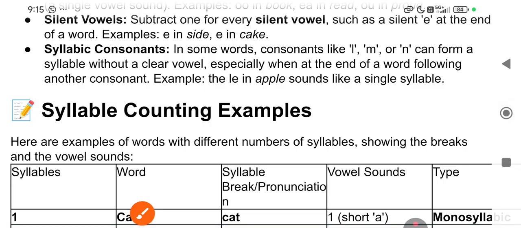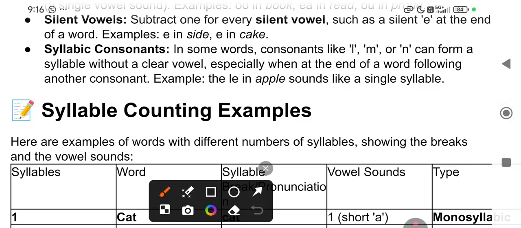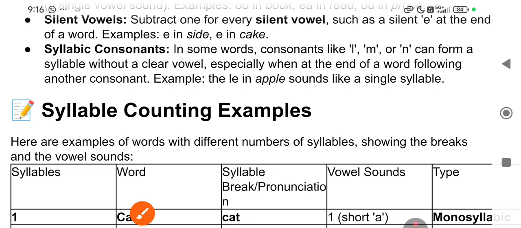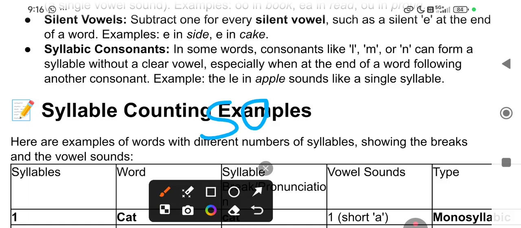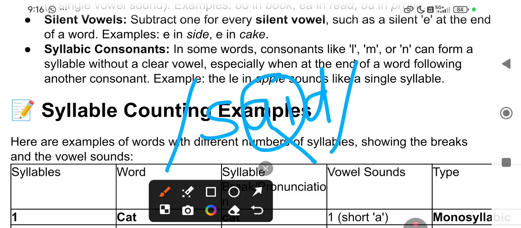Then silent vowels. Subtract one for every silent vowel, such as a silent E at the end of the word. Example, E in side, right? So side is one sound, side. It's not side-a, because E does not have any sound. This E is silent.